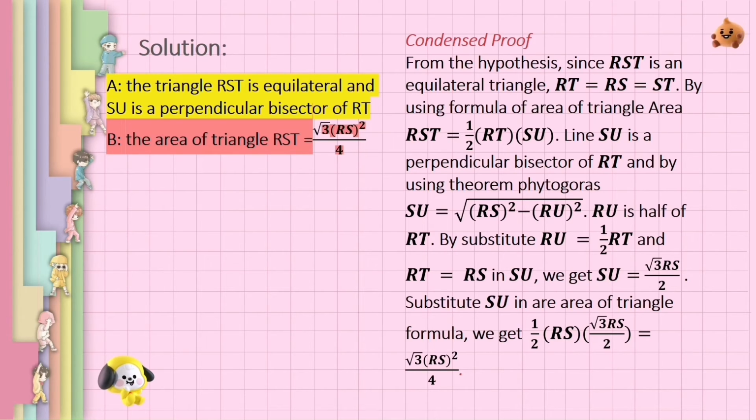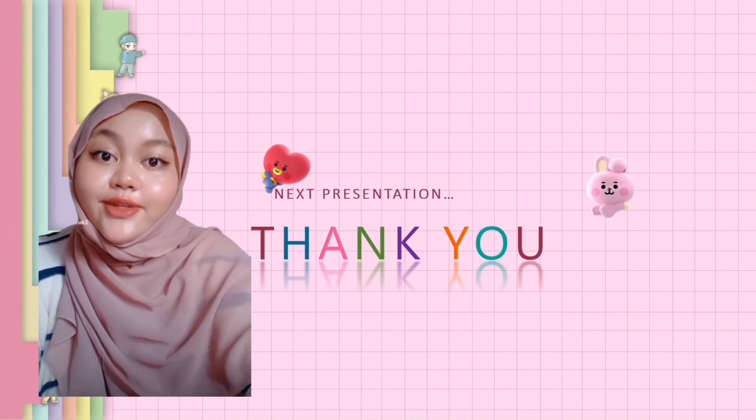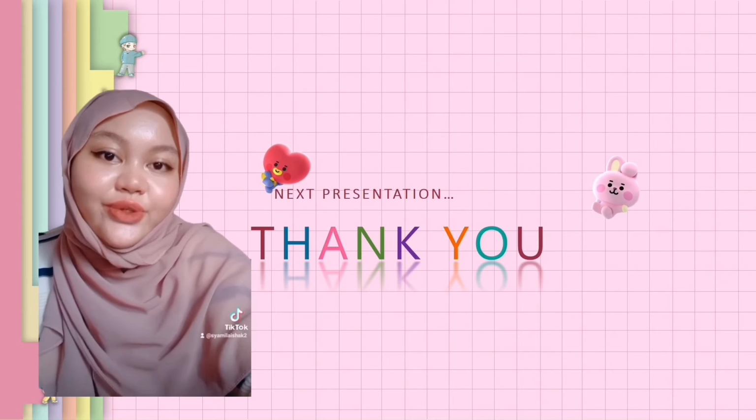So substitute SU in the area of a triangle formula. So we get 1 over 2 times RS times square root of 3 RS over 2. So it is also equal to square root of 3 RS squared over 4. So that's all from me about the forward and backward method. Let's go to the next presenter.